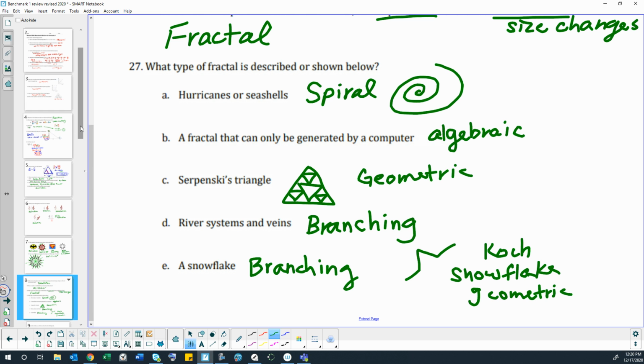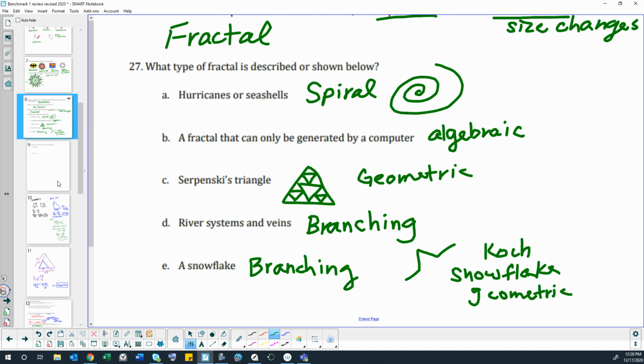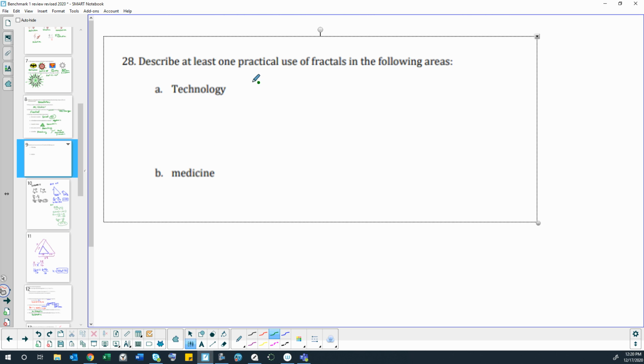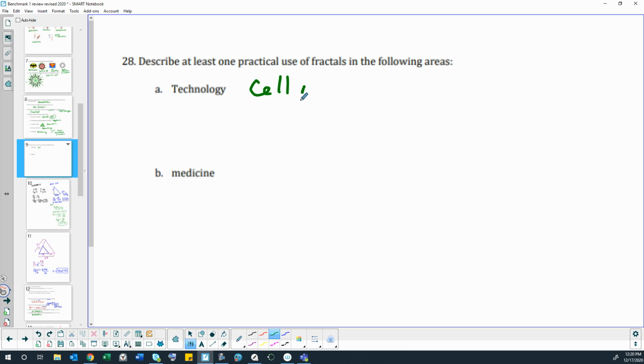Okay, what are fractals good for? So in technology, they are used for cell phone antennas. So it allows us to have really small cell phones with really good service, hopefully.